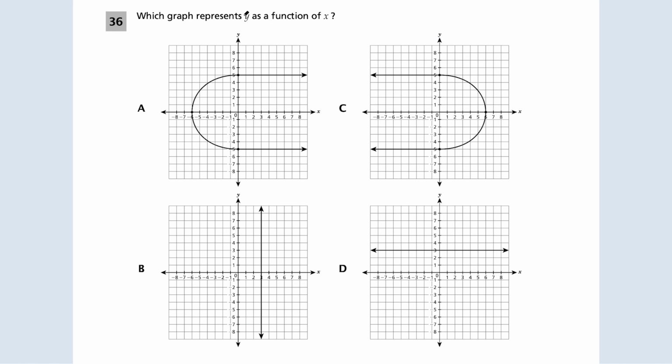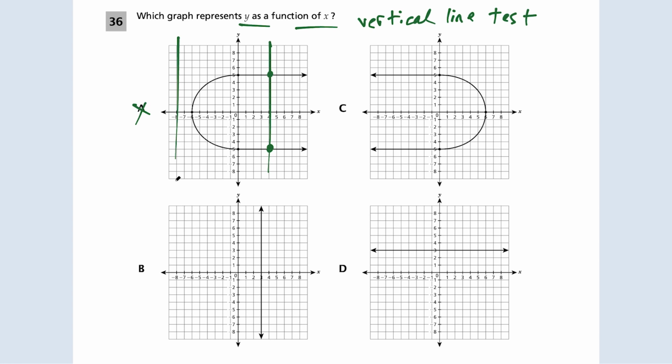Question 36, which graph represents y as a function of x? So for this one here, we just need to use the vertical line test. If you want to determine if your graph is a function of x, you need to use the vertical line test. And right away, I could see choice A is no good because when I draw the vertical line strategically, it hits the graph in two locations like this. So this would not be a function of x.